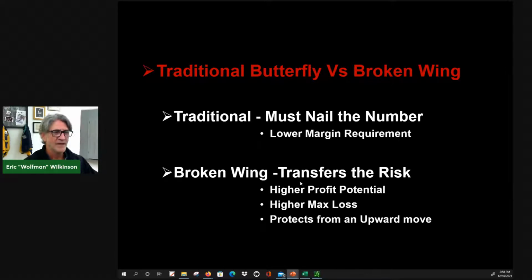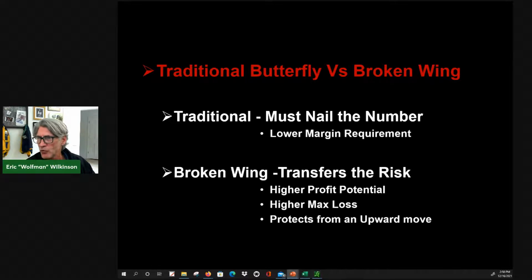Broken wing butterfly transfers that upside risk from the butterfly that we saw in those analyses and shifts it to the downside. So we eliminate that risk to the upside. Actually, the upside, I'm going backwards, so for you guys, it might look backwards. But anyway, we're trying to eliminate the risk to the upside, and by doing that, we add more risk to the downside. It also will have a higher max loss. Remember this because we transfer that risk down there. But unlimited profit to the upside there.